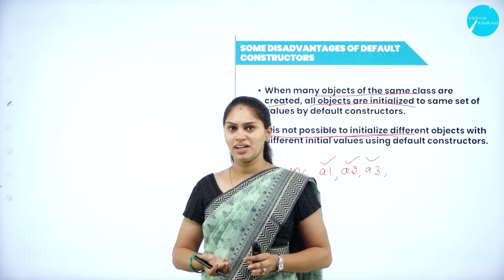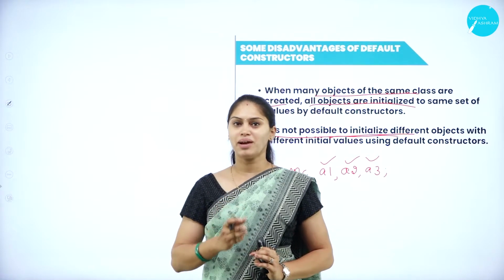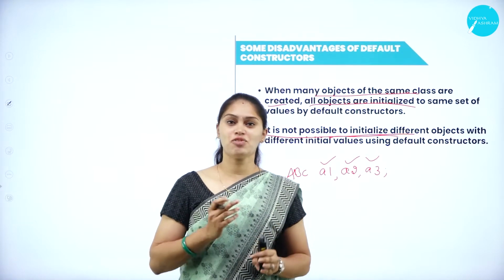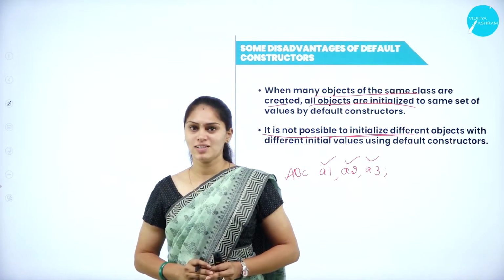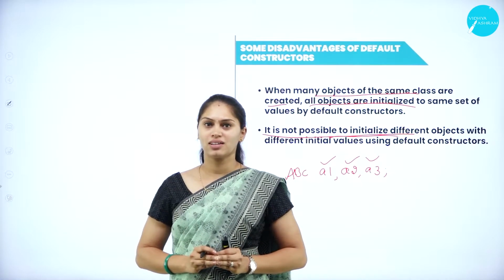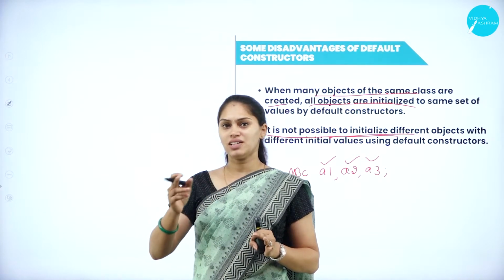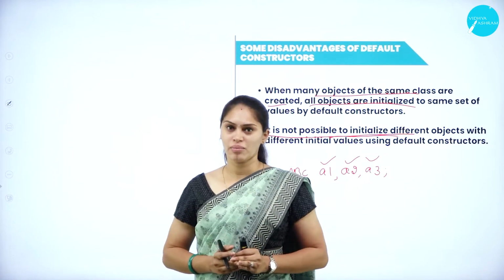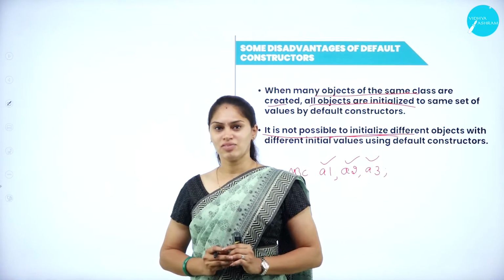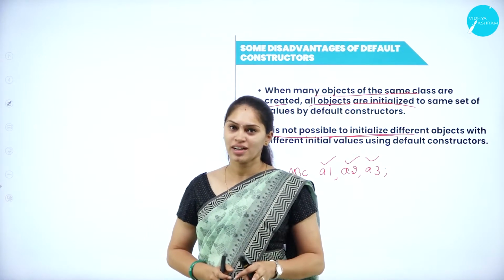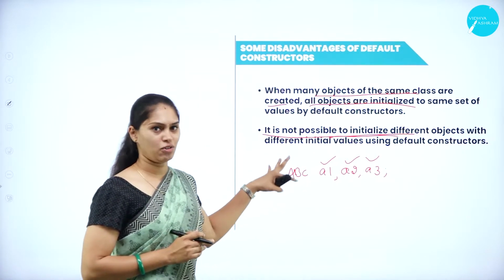What is another disadvantage? All the objects of a class will be initialized to the same set of values. That is one of the disadvantages of using this default constructor. It won't accept any parameter, in the sense it cannot be overloaded also. What is the condition for overloading? Two or more functions must have the same name as the class but differ in number of arguments and type of arguments. Here I am not sending any arguments or parameters, so am I able to overload that function? No, right? So this default constructor cannot be overloaded. That is also one of the points that you can write for the default constructor.